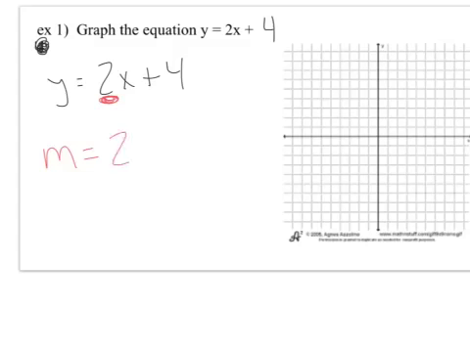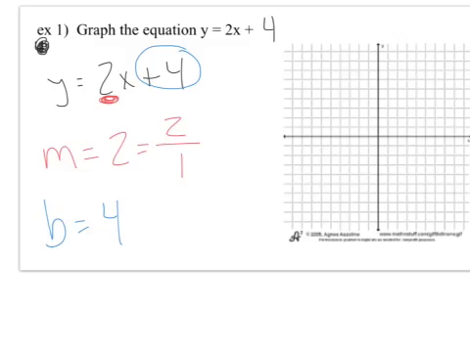And then this number, the slope, we also want this to be a fraction. So you can make any whole number a fraction by just taking the number, which is 2, and putting it over 1. So 2 divided by 1 is the same thing as 2. And then we're going to name our y-intercept, which is our b. And the y-intercept is going to be the number that you're adding once it's solved for y, which is 4.